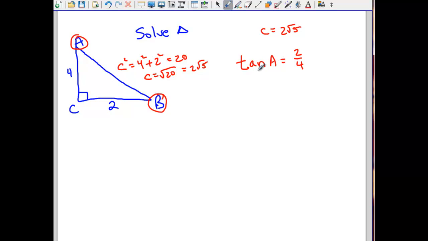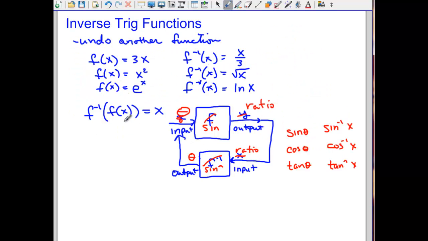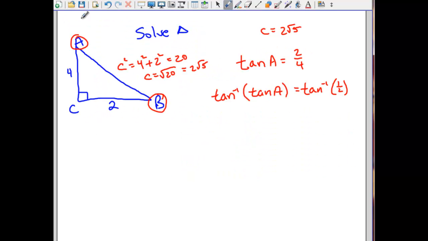So the way we undo operators is inverse operation. So I need to take the inverse tangent of both sides of the equation. I simplified the 2/4. Now, from our definition of inverse function notation, if you take the inverse of a function, you get the input. So the inverse here is going to be just angle A.